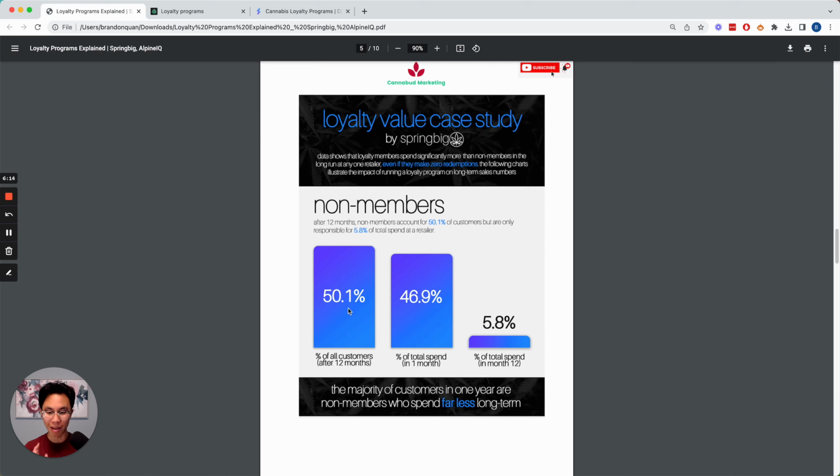You can see here that 50% of customers after 12 months are non-members. This means that 50% of customers within the dispensary are people who have not signed up for any loyalty program, right? But even though they comprise 50% of the customers, they are only responsible for 5.8% of the total spend in month 12. Now, this is a pretty crazy statistic. That means that the majority of customers who are not part of any loyalty program are responsible for less than 6% of the total spend, which is interesting.